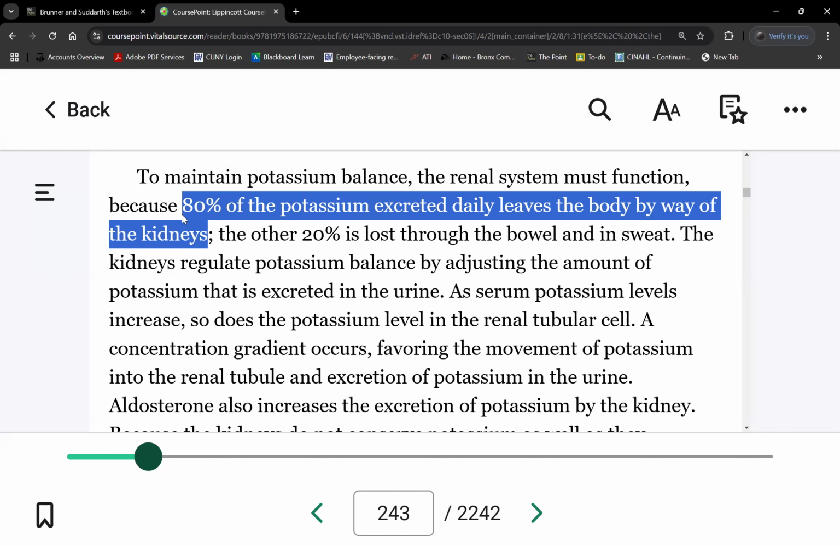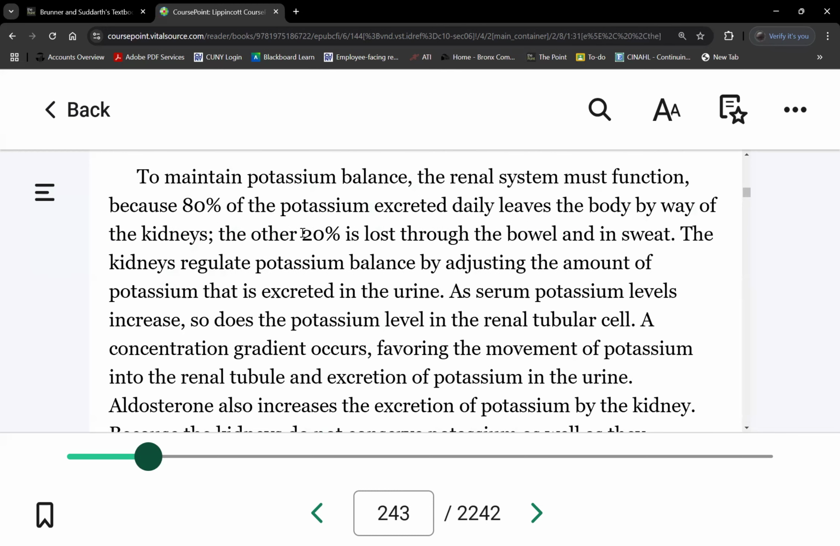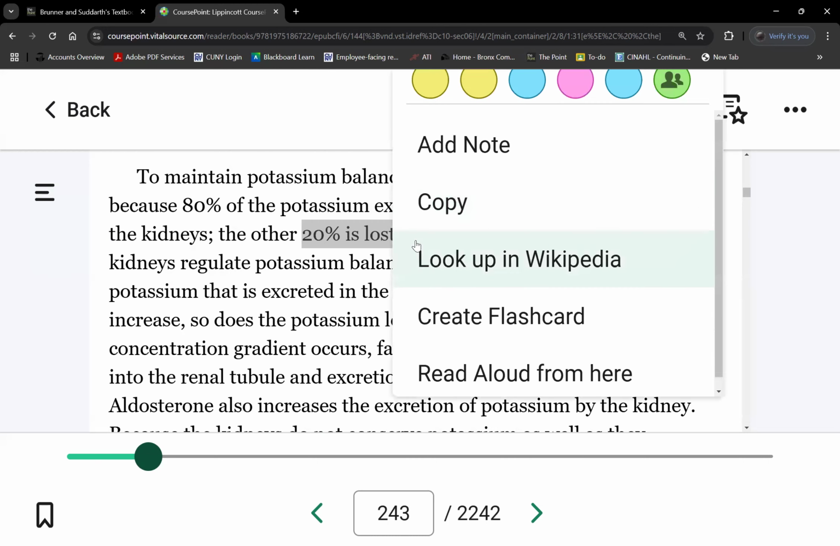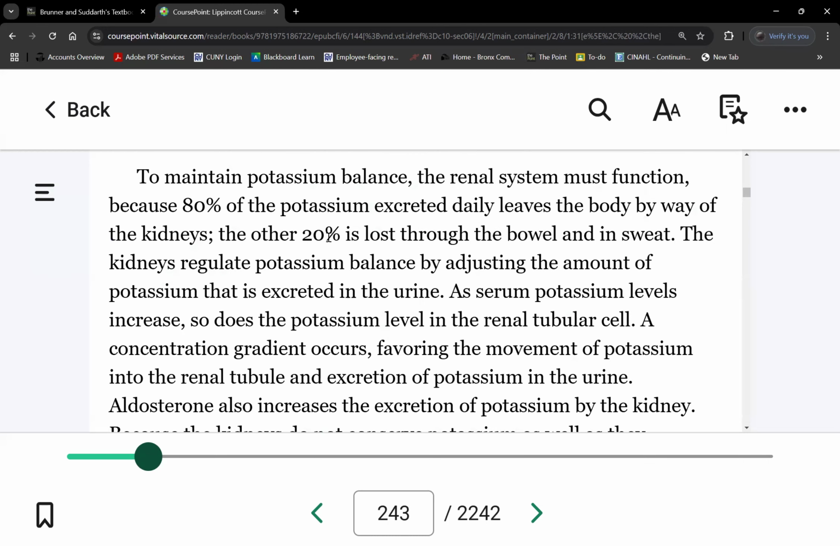So we do have other ways to eliminate it. Only 20% is through the skin and the GI tract. So keep that in mind. When we get to the interventions later, one of the interventions to eliminate potassium, especially if the patient has AKI, is through the GI tract. So we're going to induce, well, not really diarrhea, but we're going to induce a bowel movement, in an effort to eliminate potassium.